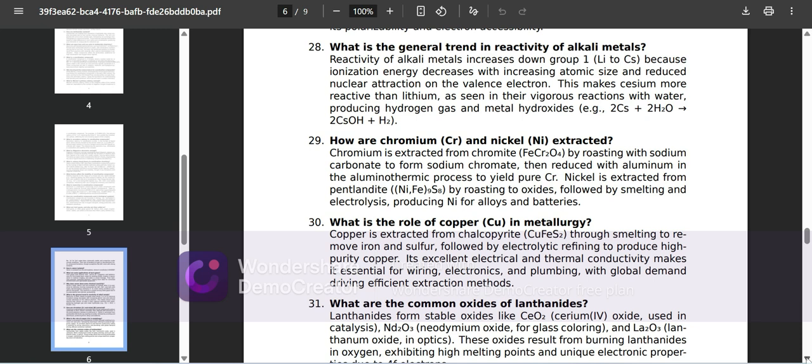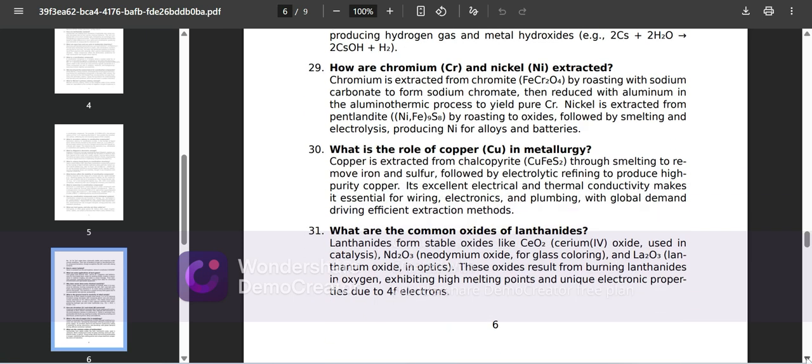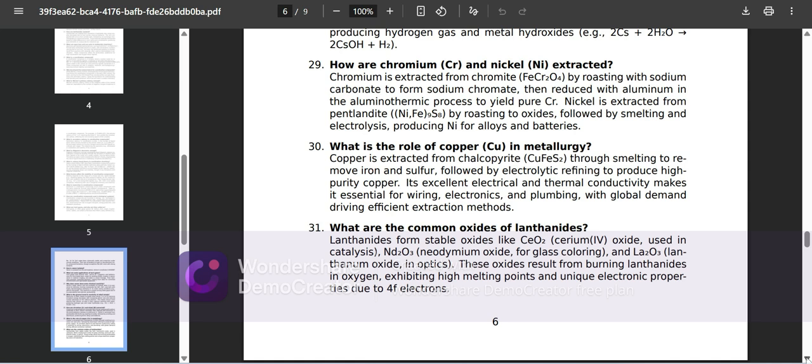What are the general trends in reactivity of alkali metals? Reactivity of alkali metals increases down group 1, lithium to cesium, because ionization energy decreases with increasing atomic size and reduced nuclear attraction on the valence electron. This makes cesium more reactive than lithium, as seen in their vigorous reaction with water, producing hydrogen gas and metal hydroxide. Example: 2Cs + 2H2O = 2CsOH + H2.